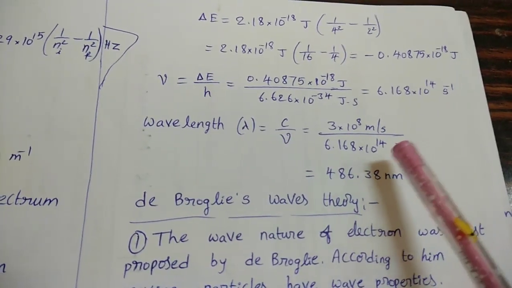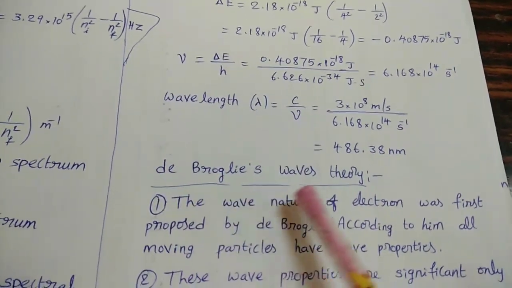So this is Bohr's atomic model. Next topic is de Broglie's wave theory.